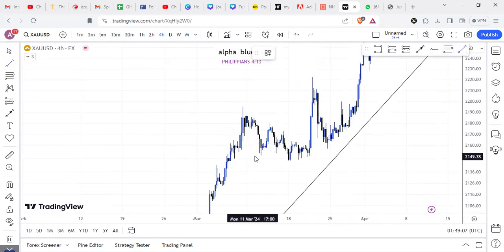Now, look here. We have price come down here, take out this low, right? Take out this low before it started to push up to the upside. So this low right here is a liquidity. Price came, cleared out the liquidity, and it got more energy to push to the upside. So that is what liquidity concepts are.